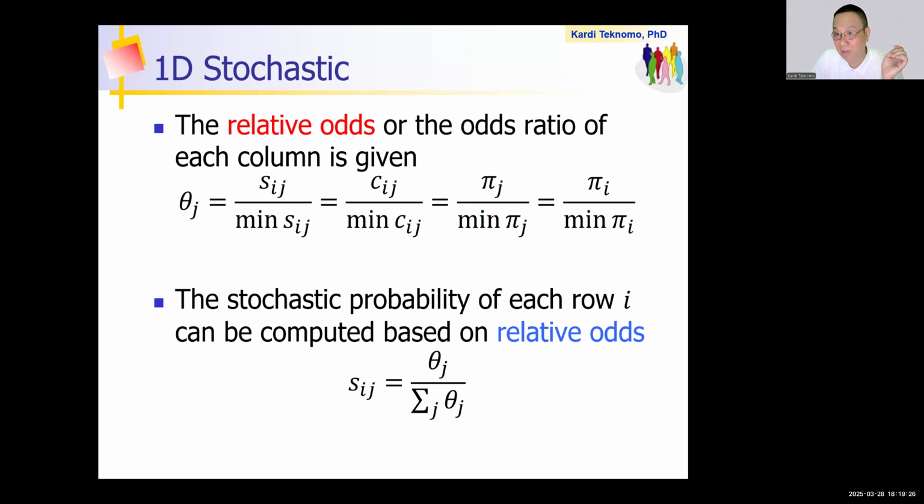Okay, this is based on the column or the row. This one is column, this is the row, right? So they are exact also. Okay. So actually the stochastic probability of each row can be computed based on relative R. So this R divided by the sum of R, you can get back the stochastic matrix.